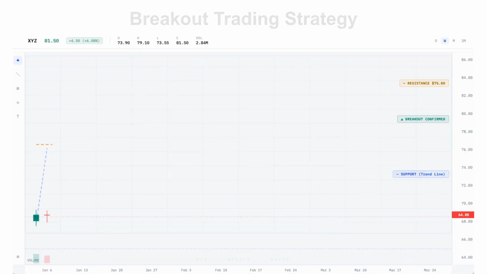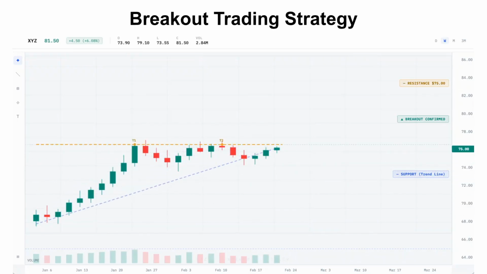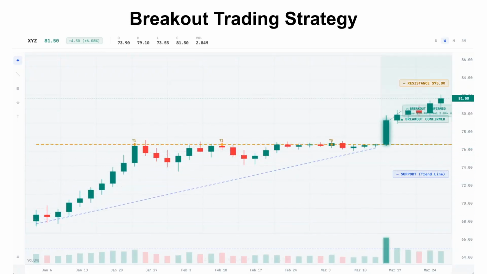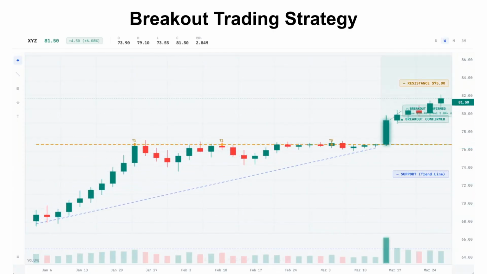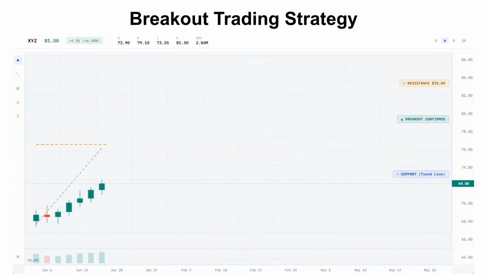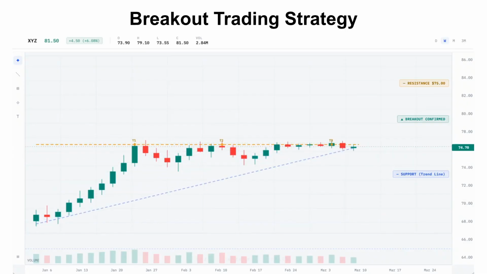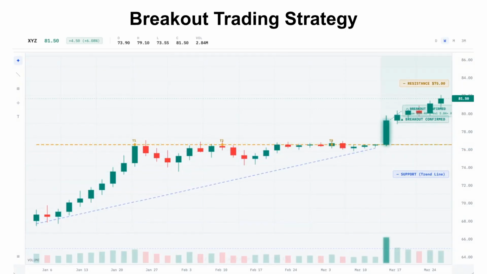Let's get started. At its core, a breakout occurs when price moves beyond a defined support or resistance level, accompanied by expanding volume, and continues in that direction. The key is confirmation. Price must close decisively beyond the level. A brief intraday breach is not sufficient. Commitment is validated at the close.